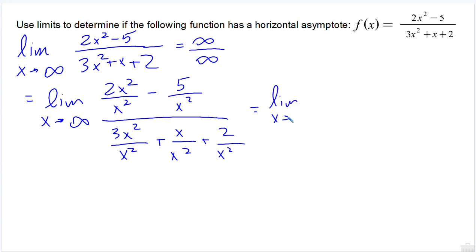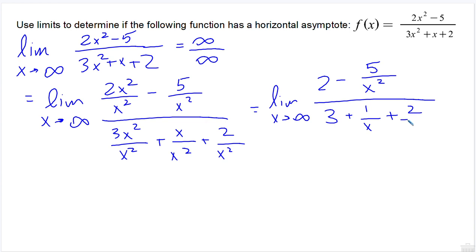So we've got a limit as x approaches infinity of 2 minus 5 over x squared, all over, well, 3x squared over x squared is just 3. X over x squared is just 1 over x. And 2 over x squared is also just 2 over x squared.